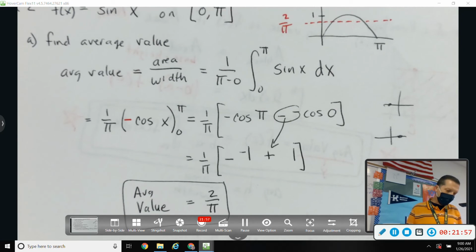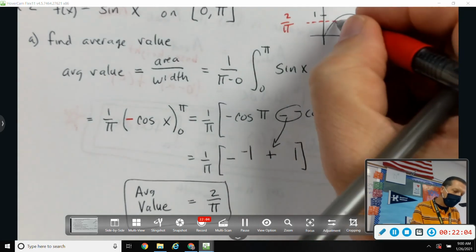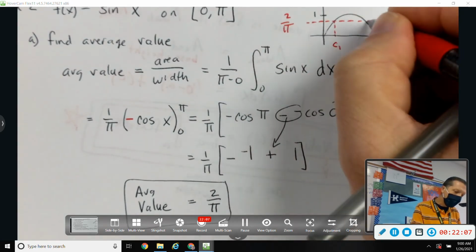Okay, mean value theorem says, well, that happens somewhere, and you may remember this from the first mean value theorem. It's guaranteed to happen at least once. I'm already thinking this is happening twice.